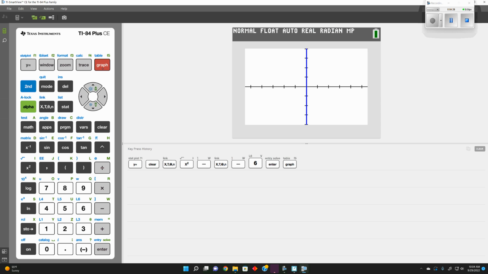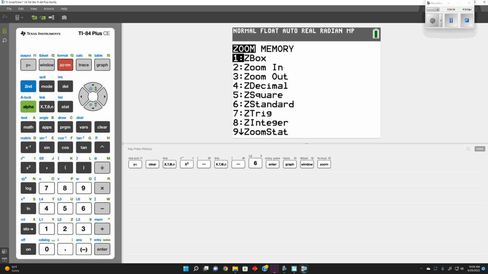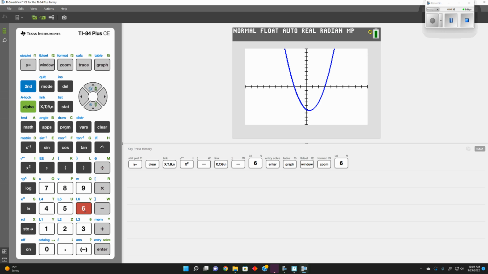Now, for some of these, because this is set a little differently, if the window doesn't look right, we can do zoom 6, zoom standard. And I think you got something like this here. Now, the points where it crosses the x-axis are our solutions, because we're looking for what values of x will make the function equal 0. What will give us a y value of 0?